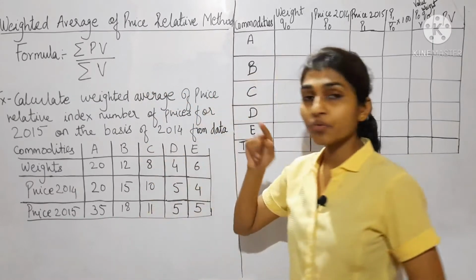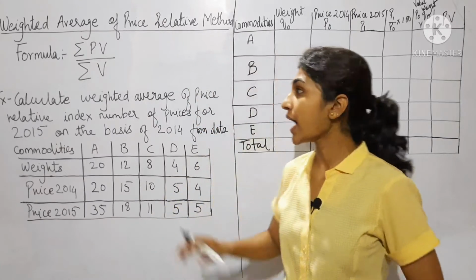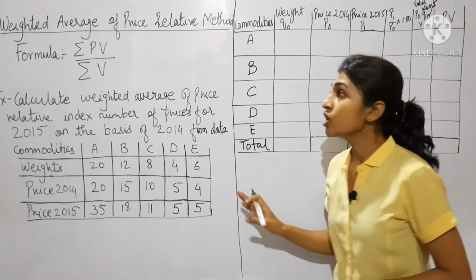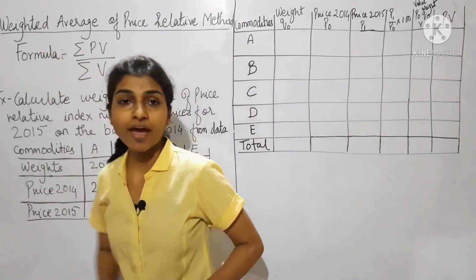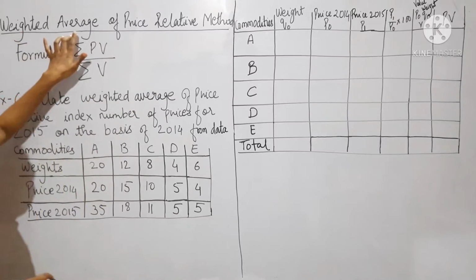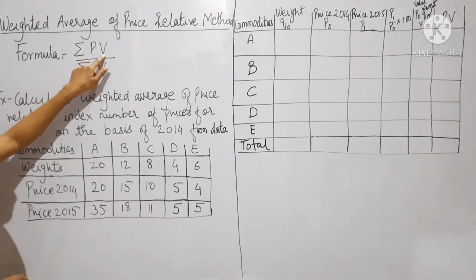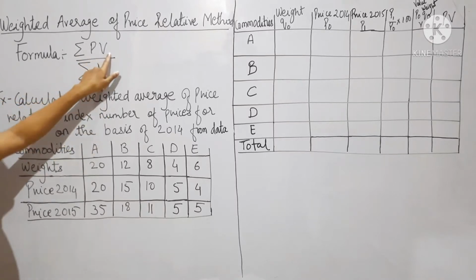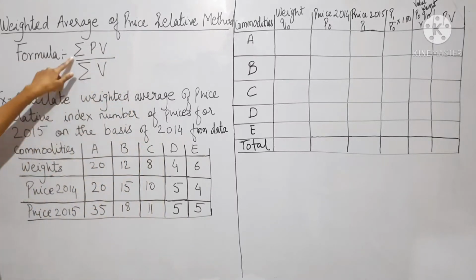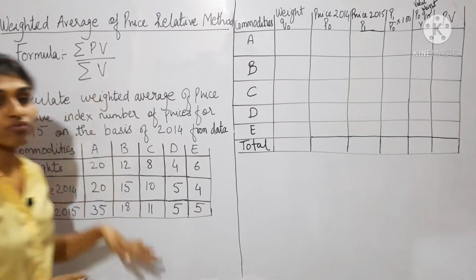This is the type of index number under weighted index number. Under weighted index number there are two types. One is weighted aggregate, and the second part is weighted average of price relative method. To find the weighted average of price relative, the formula is summation of PV divided by summation of V, where V stands for value weight.